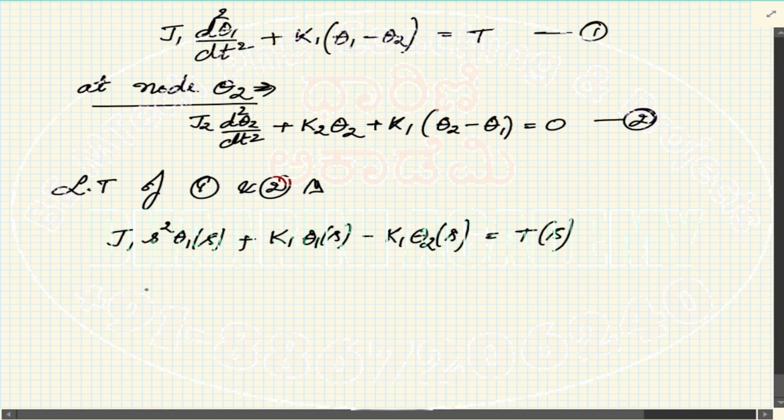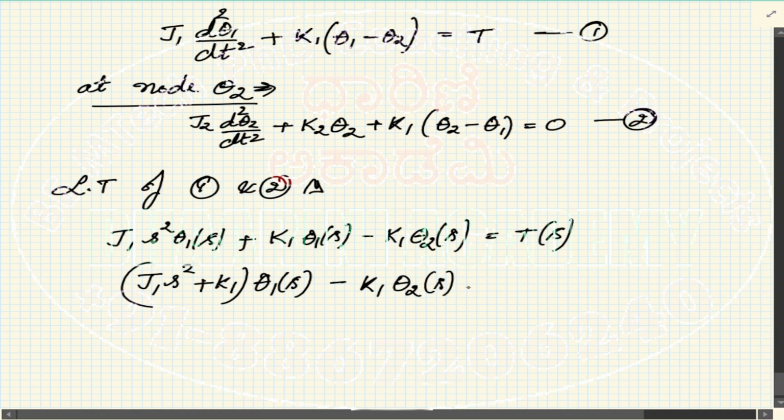So let's club the terms containing theta 1 and theta 2 separately. So that is J1 s squared plus K1 times theta 1 of s, minus K1 times theta 2 of s is equal to T of s. Say this is equation number 3.